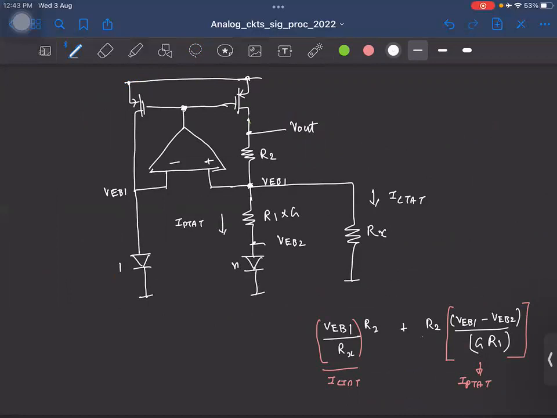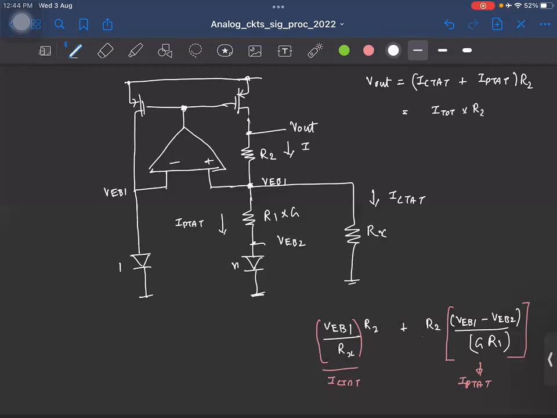We have to no, right? It's with respect to ground, right? Yeah, yeah. I mean, that is correct. Yeah. So basically, both of them are pointing out is we wanted V out to be the CTAT plus PTAT times R2. But what we are generating is, this is the total current. Let me call it I total.